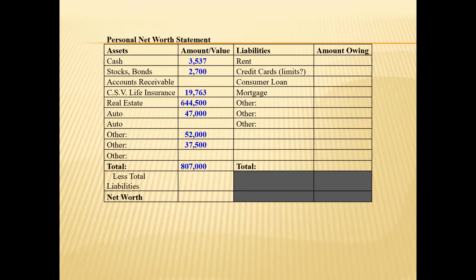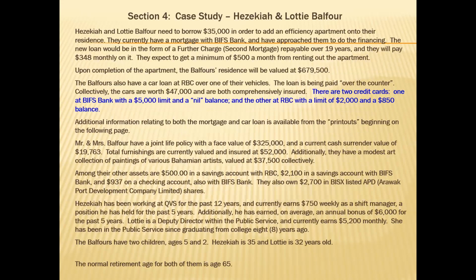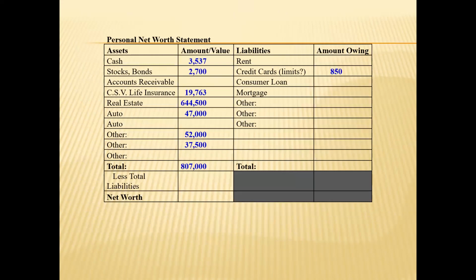And so they're not paying rent. Do they have credit cards? Yes, they have credit cards. In fact, they have two credit cards. One with a nil balance and one with an $850 balance. So we add those two together, it comes to $850. We put that in.